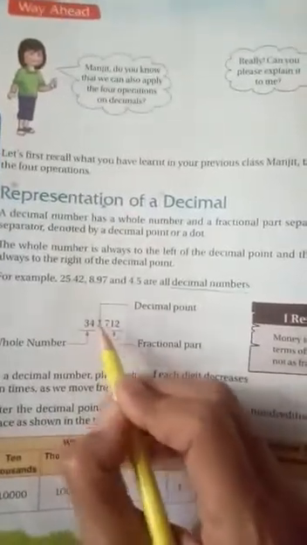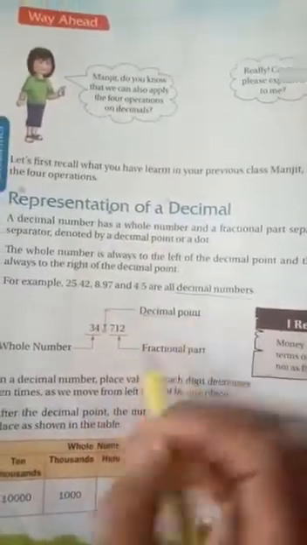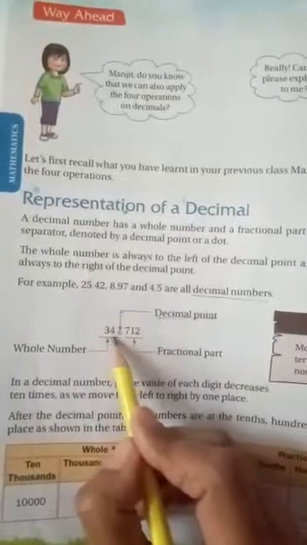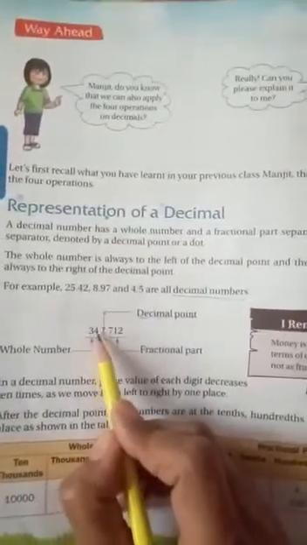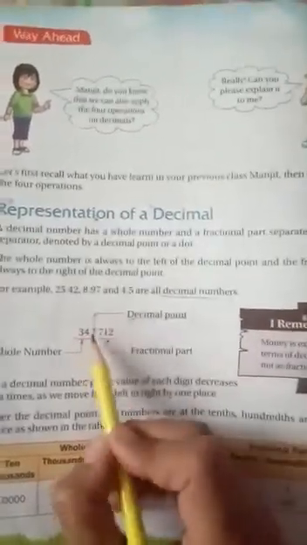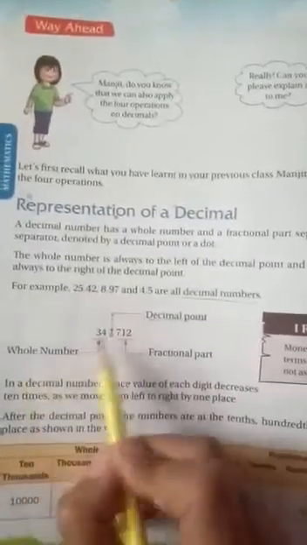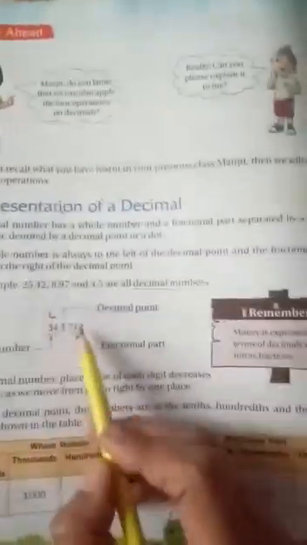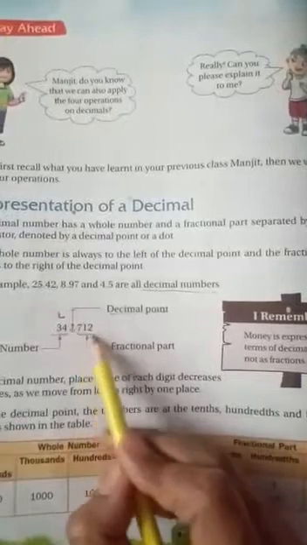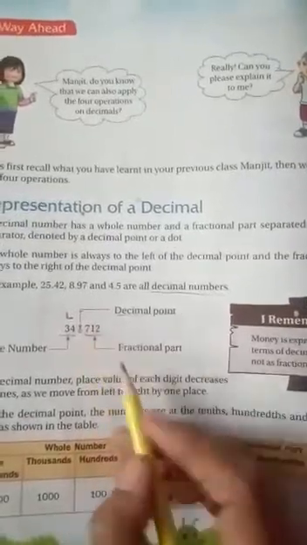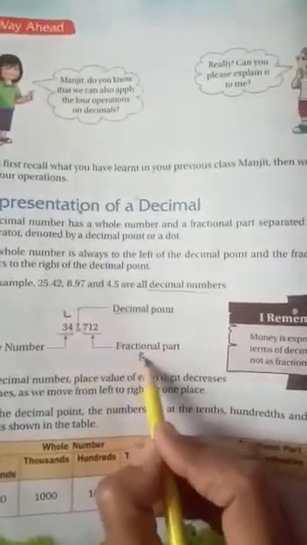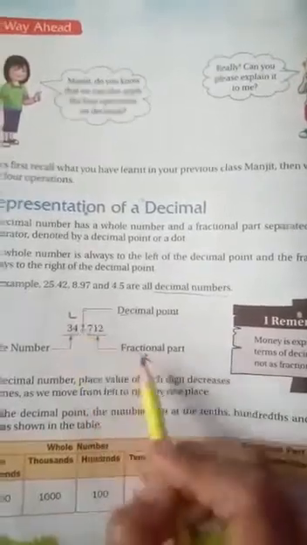The dot which is here, you can see it is a decimal point. And this is the whole number. It is always to the left of the decimal. This is the left side. So this is the whole number which is to the left. And the fractional part which comes after the decimal point, that is 712. It is on the right side. Okay. Right side of the decimal. This much you have understood.